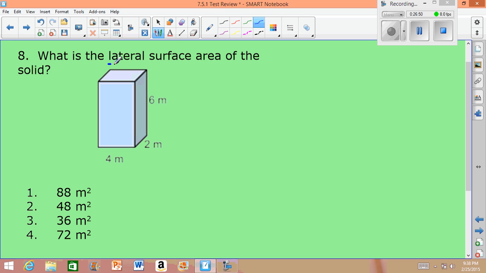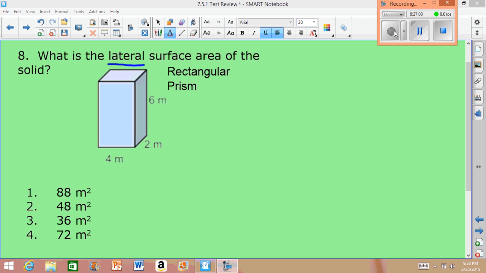All right, moving on to number 8. It asks us for the lateral surface area of this solid. And we're going to name this solid first as our rectangular prism. All right, so that means the bases of this solid are rectangles. And the base is the part that it's sitting on.